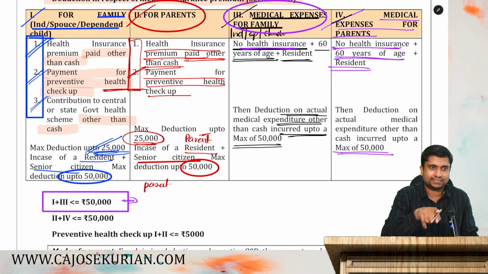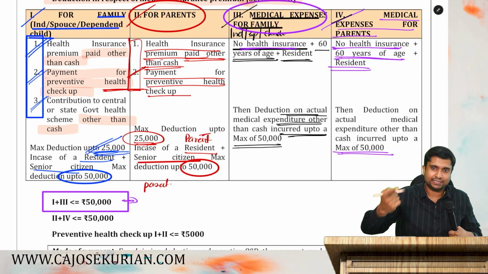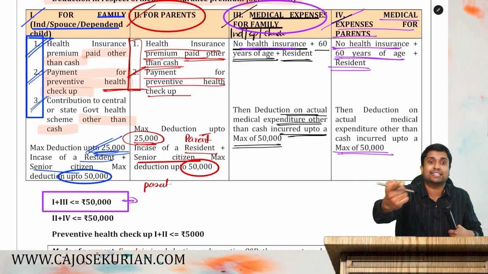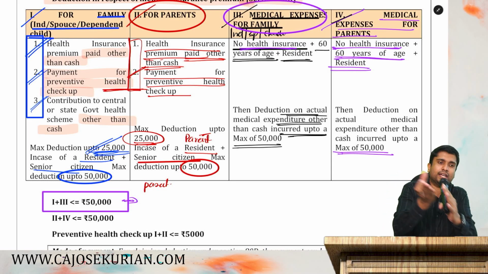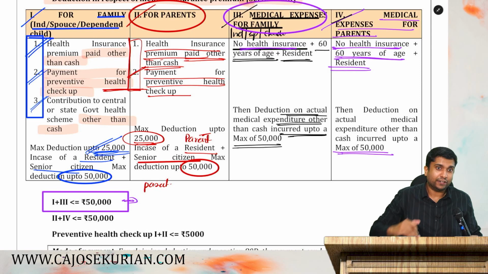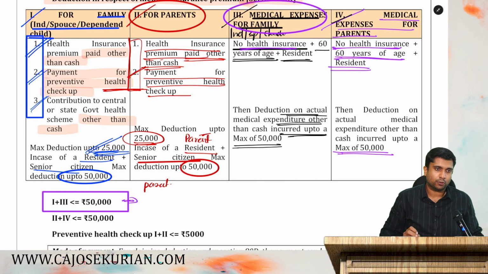The answer is yes. I have medical insurance. My wife does not have medical insurance. She is a senior citizen. For her, medical expenditure incurred. For me, the premium paid, I will get category 1 deduction. For wife's medical expenditure, if I have incurred it, I will get category 3 deduction. So 1 and 3 may come together. If it comes together, maximum deduction 50,000. Are you with me? If it comes together, 1 plus 3 shall not go beyond 50,000.